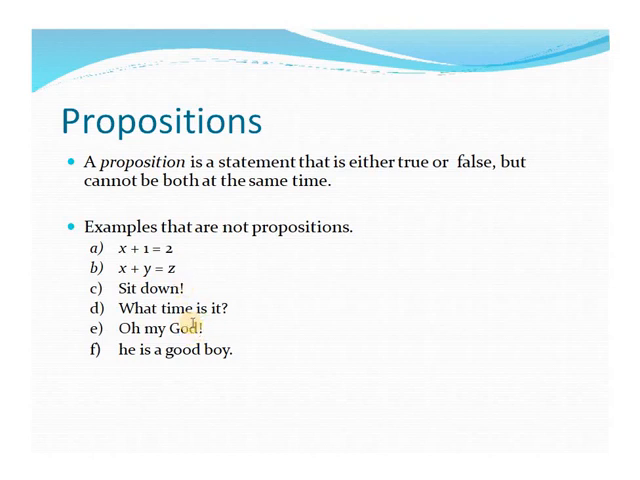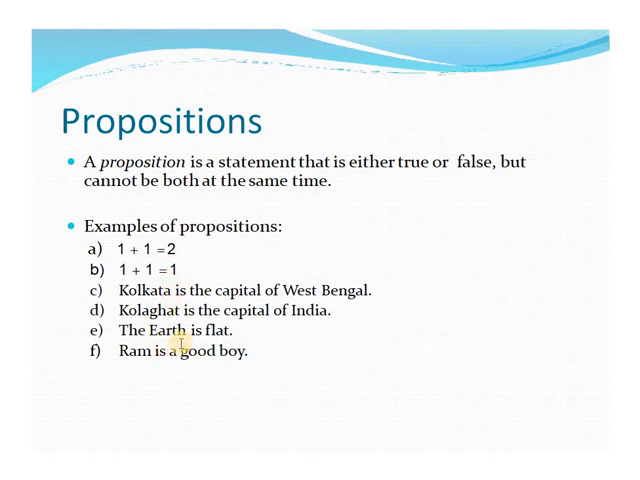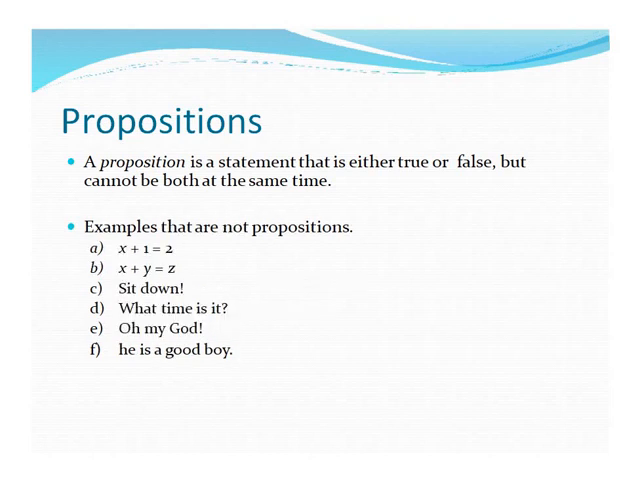So the point here is that, with respect to English grammar, if you have imperative statements or interrogative statements or exclamatory statements, these are not propositions because you cannot assign any truth value with this type of statement. But if you have a declarative sentence, like in the last examples, where you are declaring something, these declarative sentences can be assigned a truth value. But not all declarative sentences can be propositions, because if a declarative sentence contains a variable, it is not a proposition.